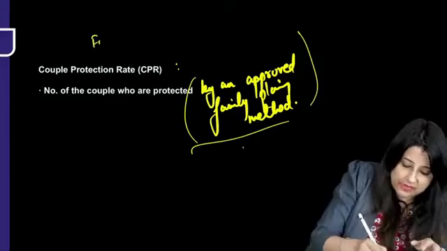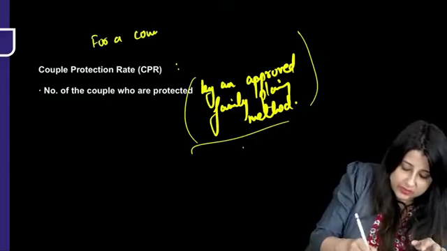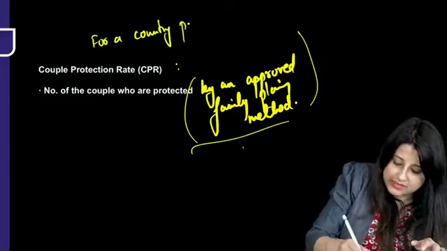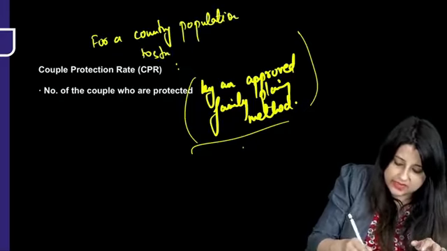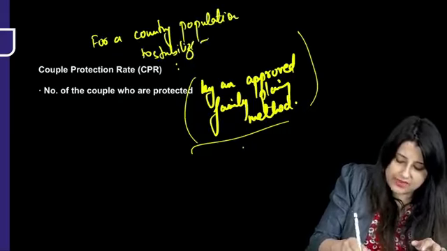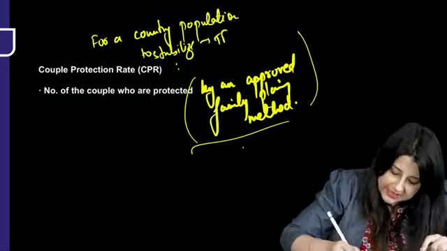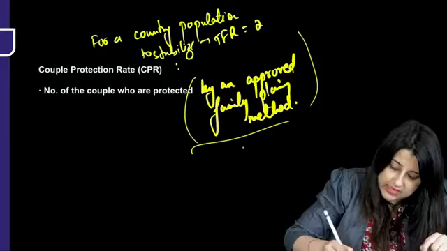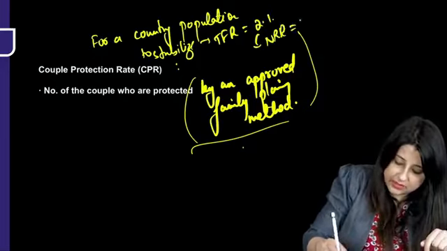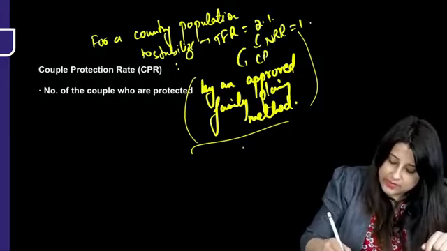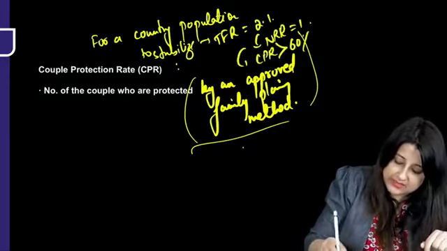And we all know that for a country's population to stabilize, we have read in fertility indicators also that TFR should be equal to 2.1. When will this be? When net reproduction rate is equal to 1. And when is this going to be? When couple protection rate is more than 60%.